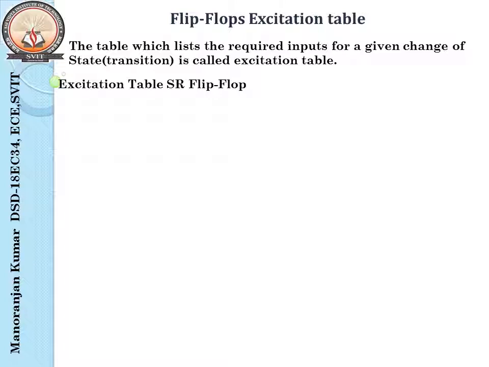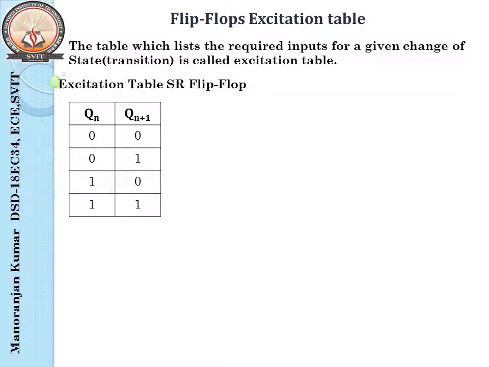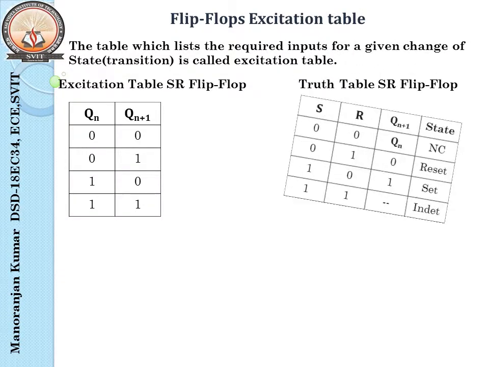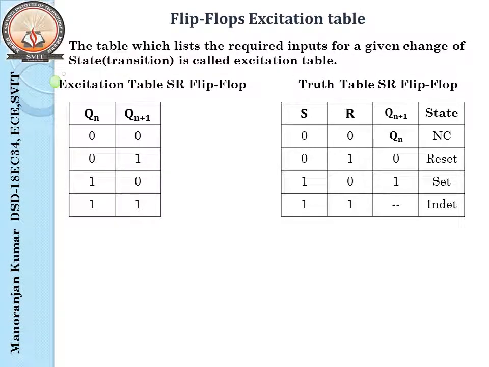When I say output, we have two types of output, that is Qn and Qn+1. Qn is your present state, Qn+1 is your next state. So these are the two outputs we have. Using this I have to get the values of S and R. All of us know the truth table of the SR flip-flop. The truth table of the SR flip-flop is something like this.